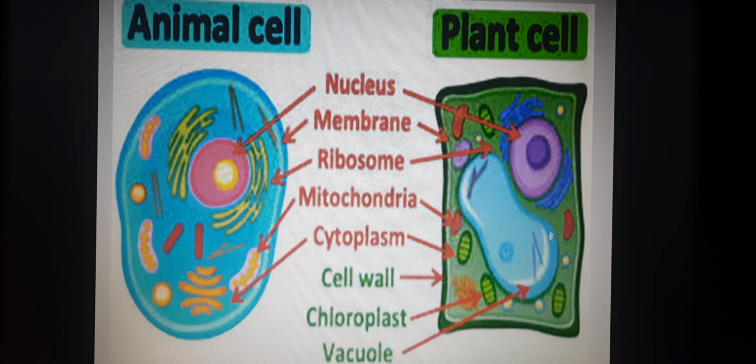And the vacuoles are very large. Here you see this is a very large vacuole, and this smaller one is the nucleus. Here this is the nucleus. So vacuoles are absent, or sometimes small vacuoles may be present in the animal cell.